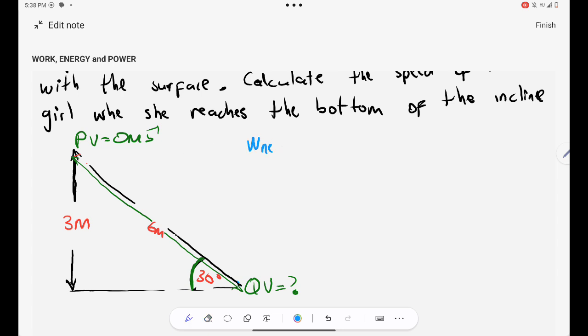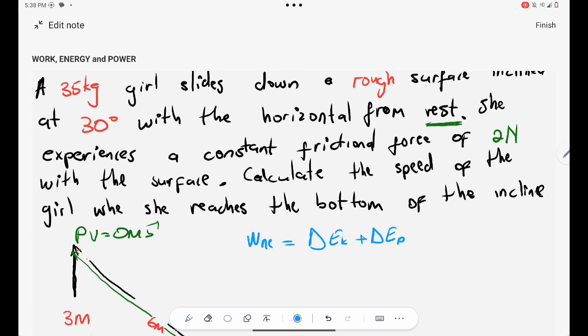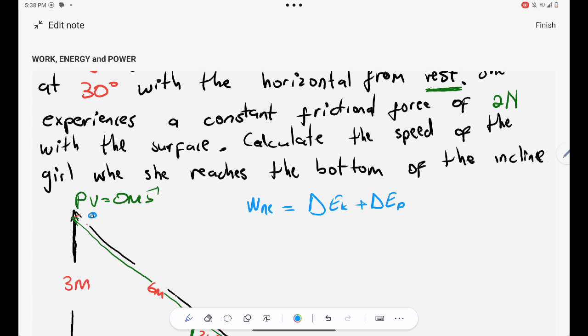Work done by non-conservative forces is the change in kinetic energy plus the change in potential energy, right? The only non-conservative force we have, guys, is friction. Are you together? Because no one is pushing the girl to slide down the incline. So there's no applied force. The only non-conservative force we have is a frictional force.